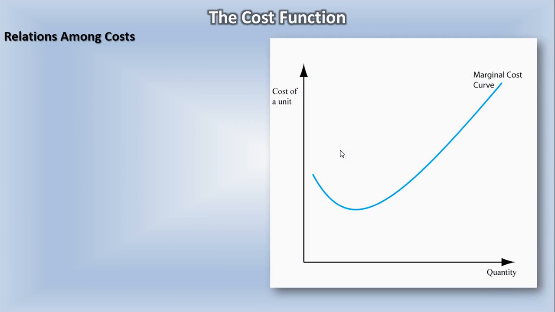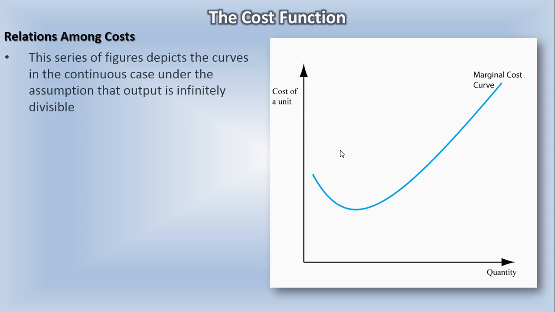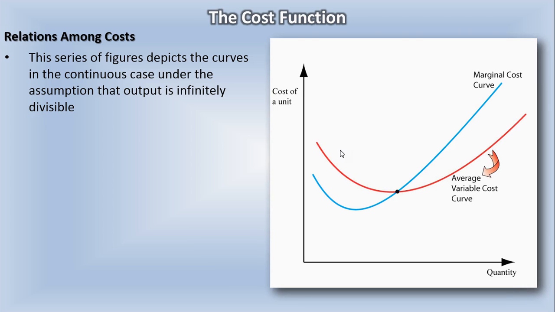So let's look at this relationship among the various costs. So again, marginal cost is going to decrease and then it's going to increase. So just graphically, we're going to represent it by kind of like this swoosh shape, kind of like the Nike swoosh shape. And that is going to, again, reflect the properties of the production that we assume to be very general for most production processes. So the figure is going to depict the curves in the continuous case under the assumption that output is infinitely divisible, as is the case with graphs.